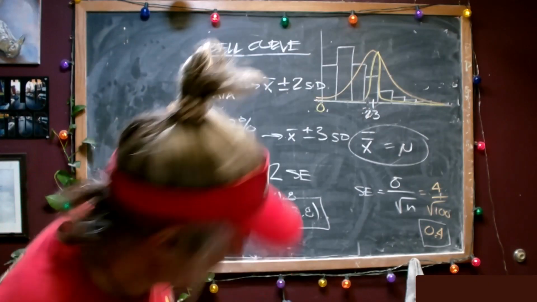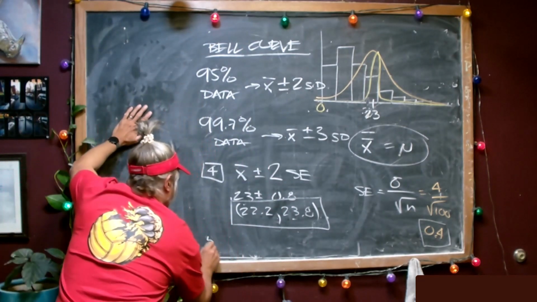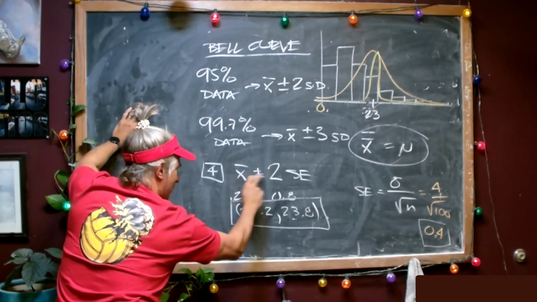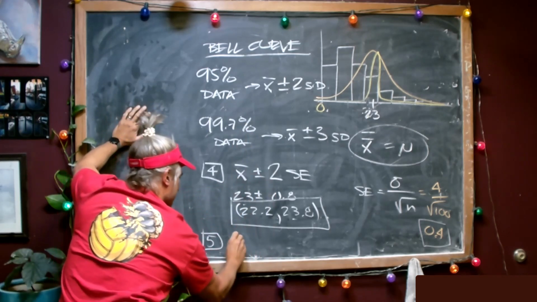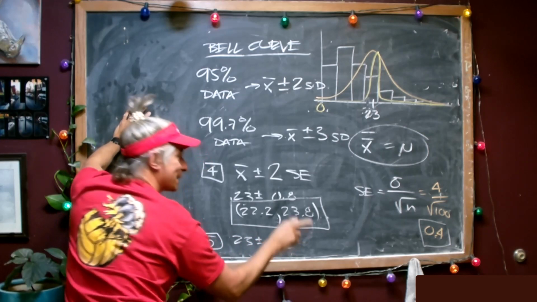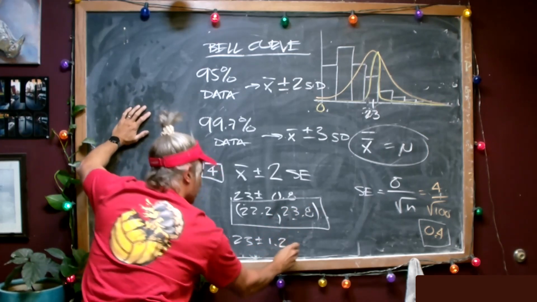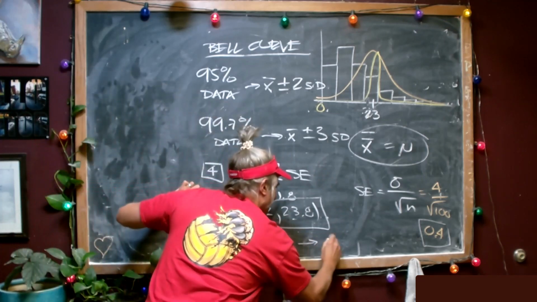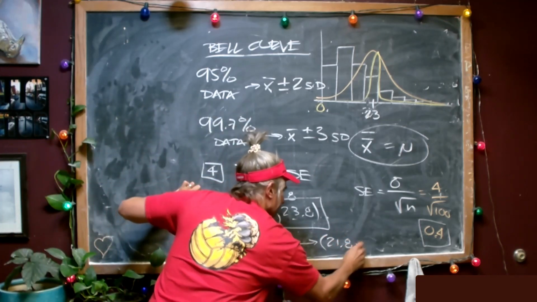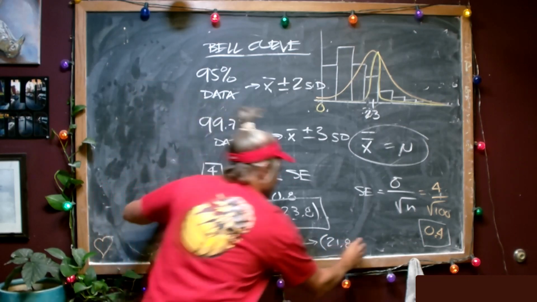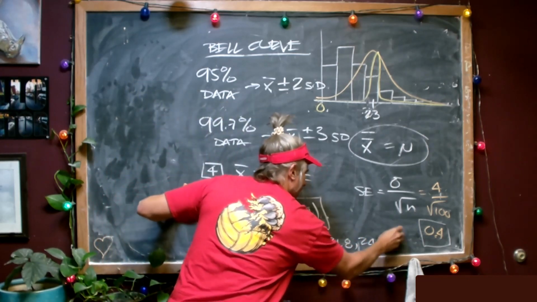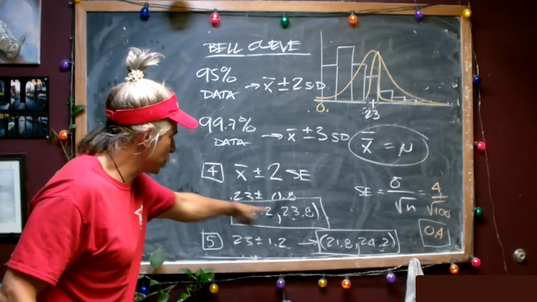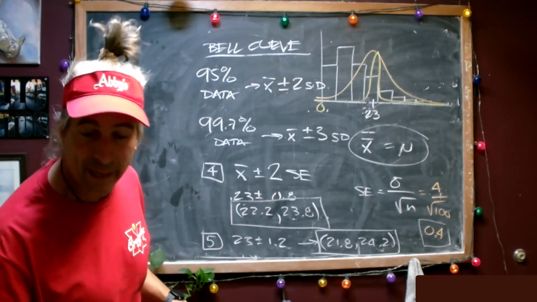3 standard errors is the 99.7. I'm going to bypass the symbols because I'm running out of space down here. It's just going to be 23 plus or minus 3 of those, which is going to be 1.2. So if I subtract 1.2, it's going to be 21.8. If I add 1.2, 24.2. There you go. There are your ranges of 2 and 3 standard errors around the mean.